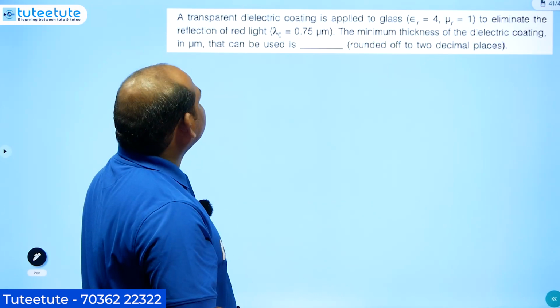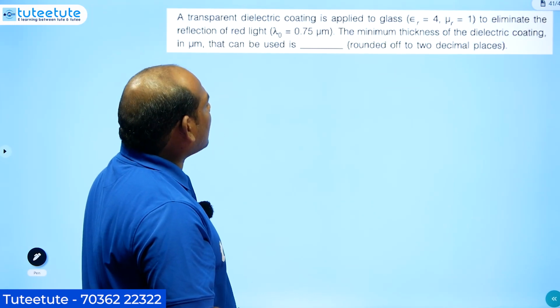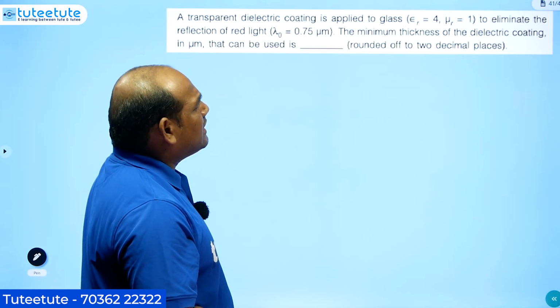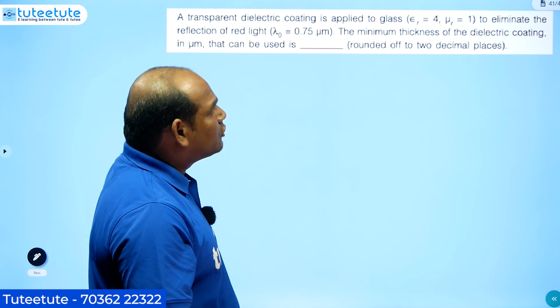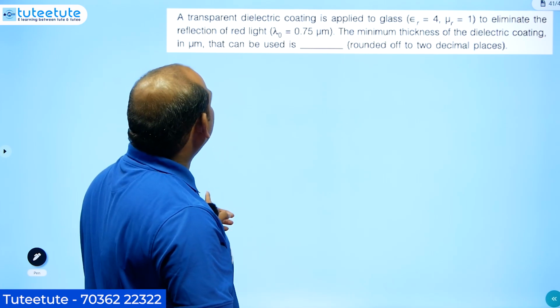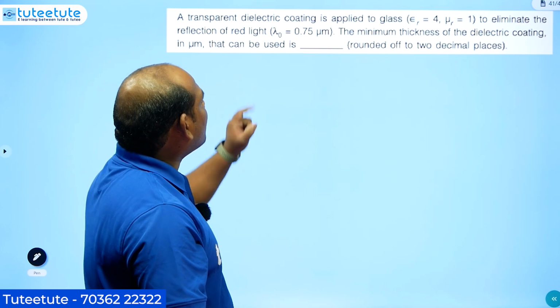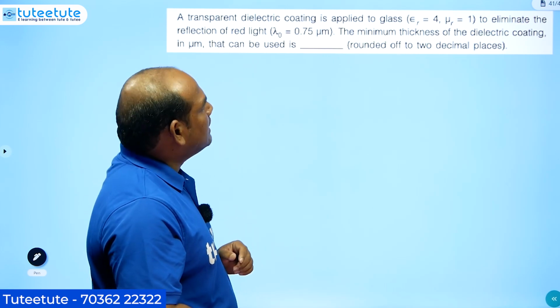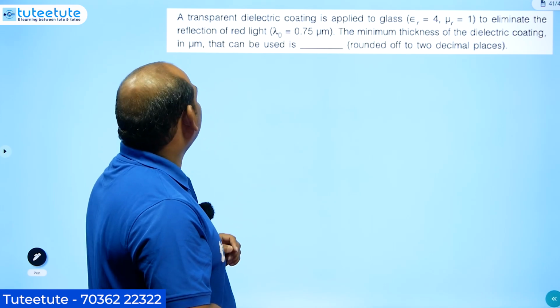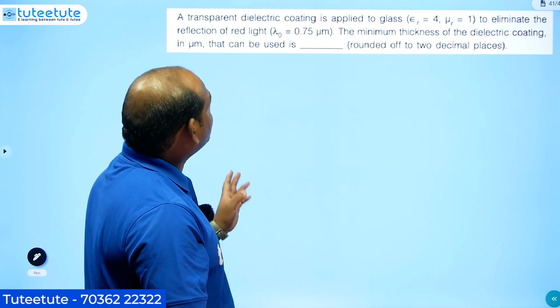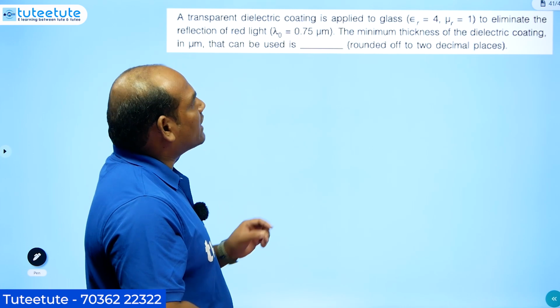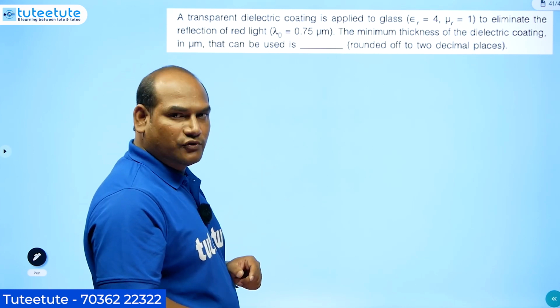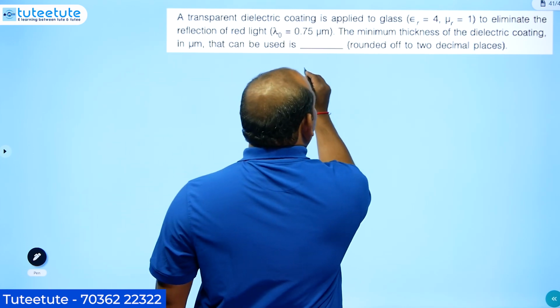A transparent dielectric coating is applied to the glass, which has relative permittivity 4 and relative permeability 1, to eliminate the reflection of red light having free space wavelength equal to 0.75 micrometer. The minimum thickness of the dielectric coating in micrometer that can be used is, the thickness of the coating we need to find. So the problem should be understood like this.